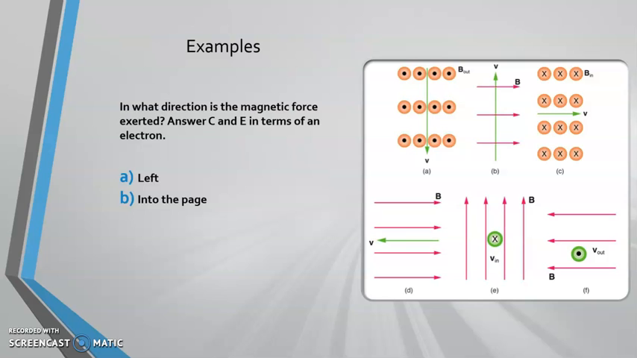Now let's work through this one. So C, remember this one we're going to flip our answer because we're answering in terms of an electron and not a proton. So let's look at it. V, current, is going to the right, thumb to the right. We are pointing our index finger in and our middle finger is going where? Should be up, but we're going to make sure we make it opposite. So it is down in terms of an electron. Up in terms of proton, down in terms of an electron.